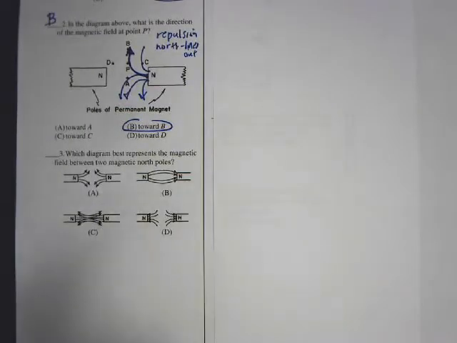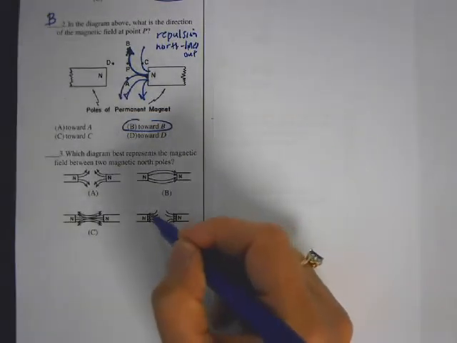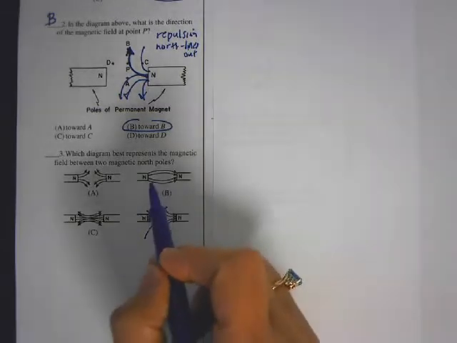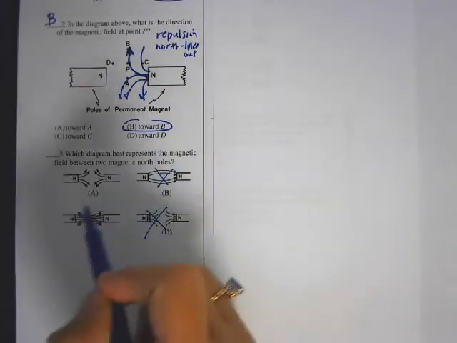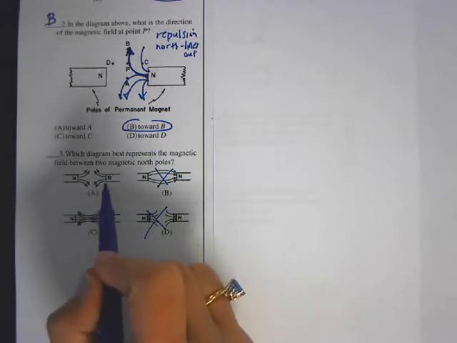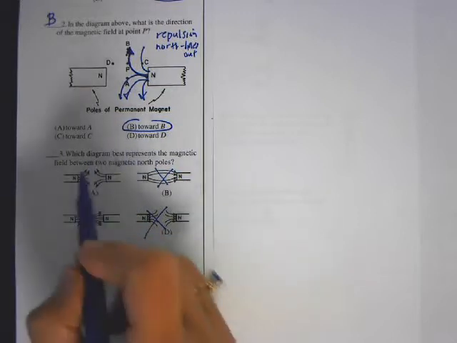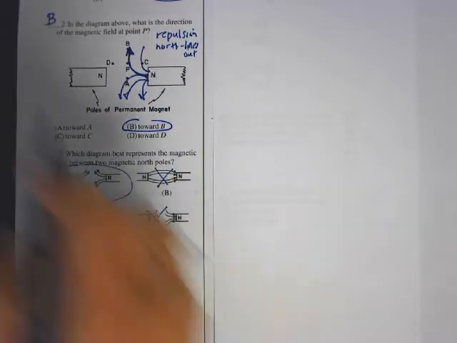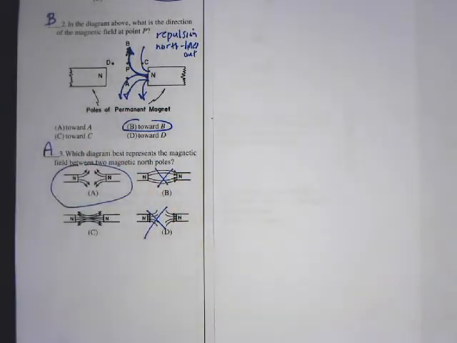Number 3, which diagram best represents the magnetic field between two magnetic north poles? These are going into north, so they don't work, because lines don't go into north. This one shows going from north to north. We know that these are going to repel one another, and their lines are going to be going out, just like the other one, so the answer is obviously A. You notice that these questions have no calculations and require about 10 seconds or less to do.